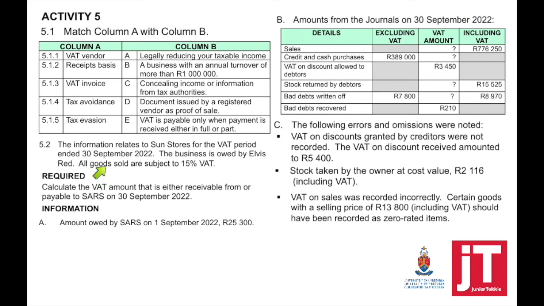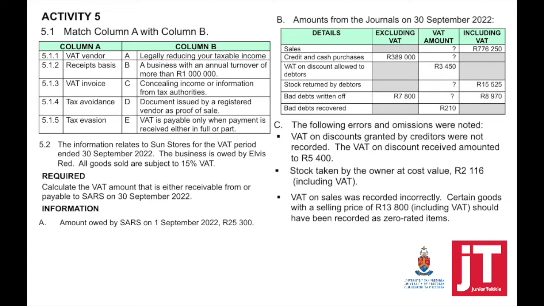Question 5.2. The information relates to Sun Stores for the VAT period ended 30 September 2022. The business is owed by Elvis Red. All goods are subject to 15% VAT. Required: calculate the VAT amount that is either receivable from or payable to SARS on 30 September 2022.